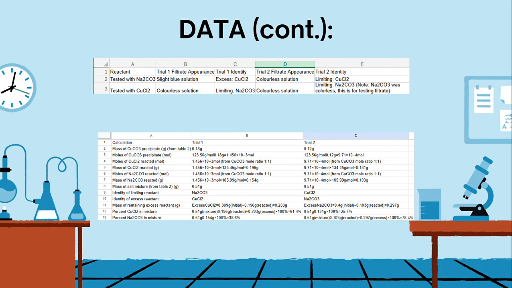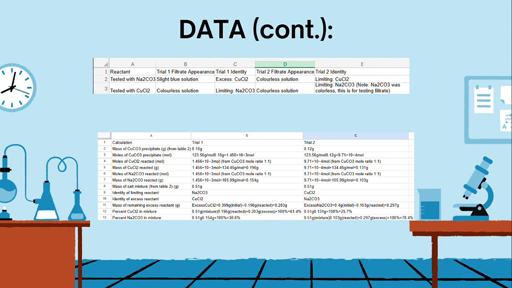From our previous table, we remember that the mass of our salt mixture was 0.51 grams, and we can see our limiting and excess reactant there as well. The mass of our excess reactant, from the initial minus the reactant, gives us 0.203 grams. The percentage yield of the copper chloride mixture is 61.4%, and for sodium carbonate it is 38.6%.